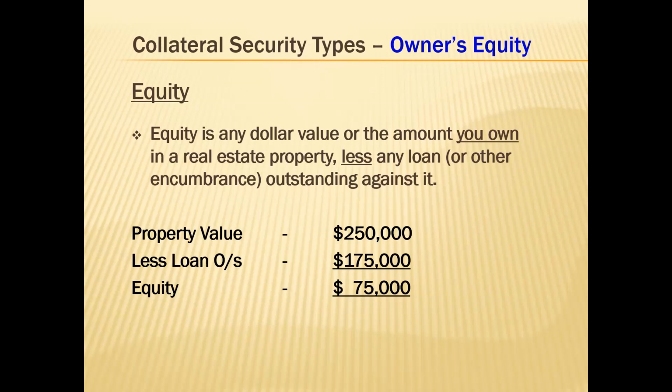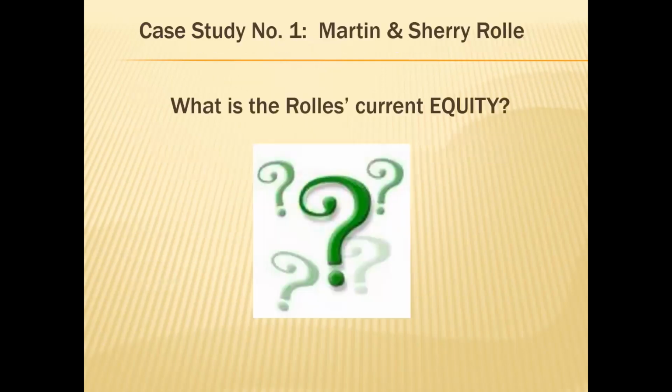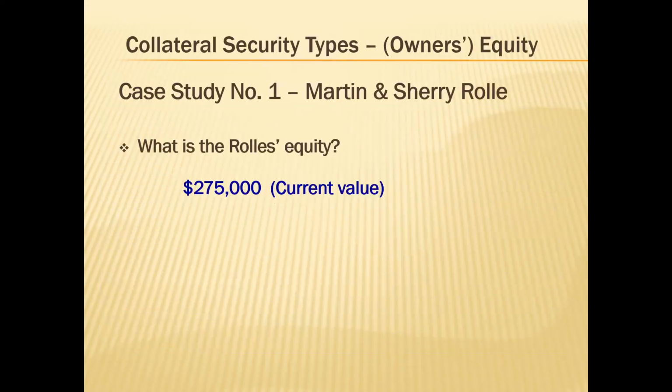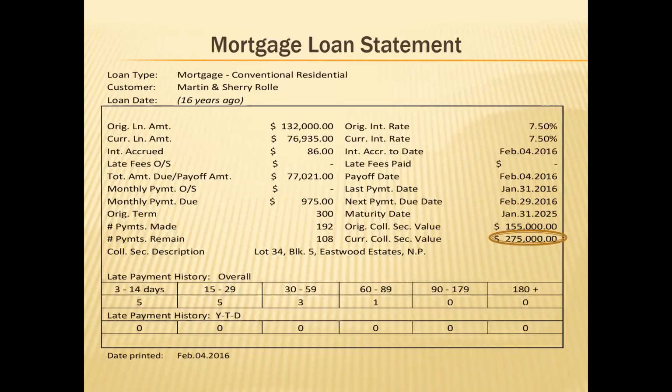let's continue to look at Martin and Sherry Rule, again using their figures to look at their equity. So the current value of their property is $275,000. Everyone agrees with that? Current value, okay. And again, we got that from the bottom right of the mortgage statement.